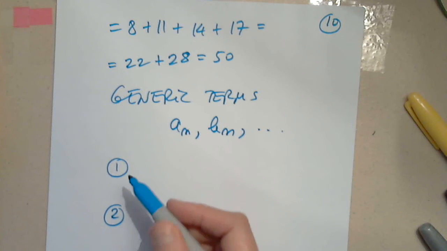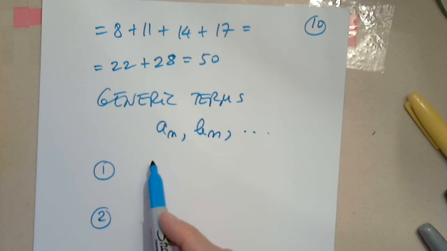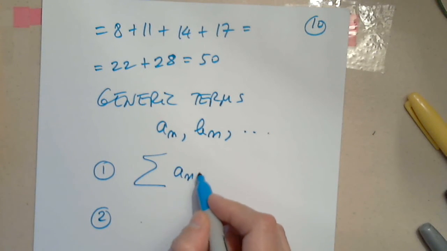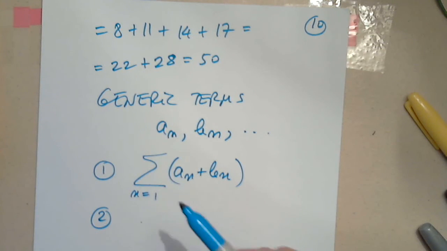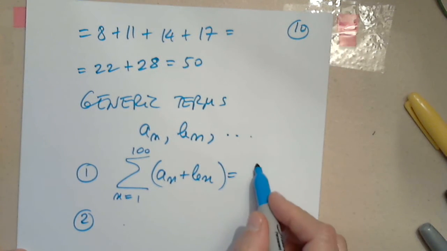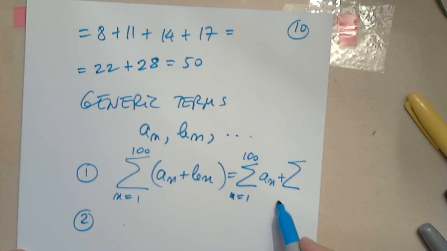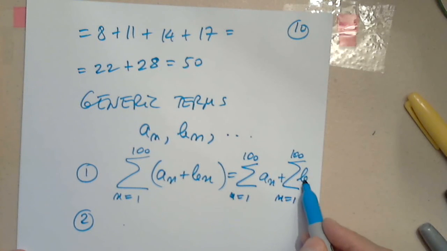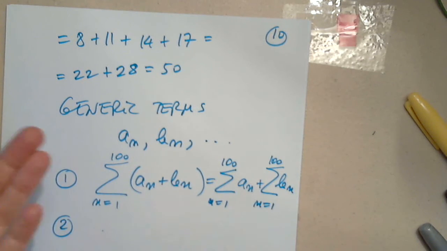There are 3 properties. These 2 can be combined in one. And here's the third one. So the sum of A sub n plus B sub n from n equals 1 to whatever, 100, just as a number. Then this is the sum from n equals 1 to 100 of A sub n plus the sum from n equals 1 to 100 of B sub n. Of course, if this is a sum, I can separate, I can calculate this and I can calculate that and then add them up.